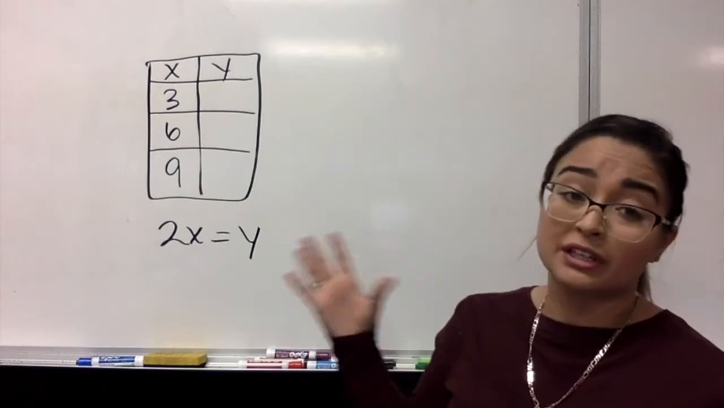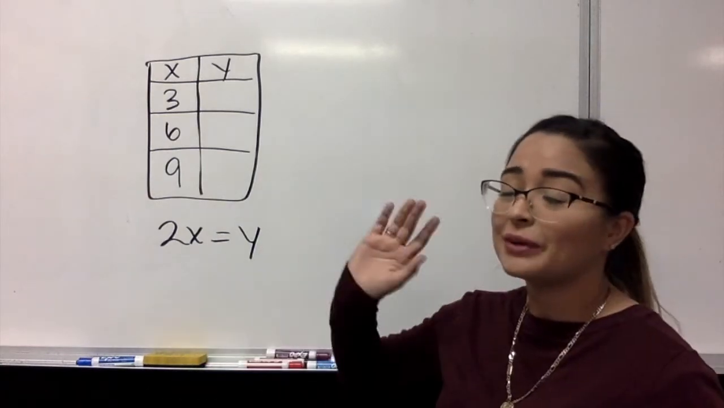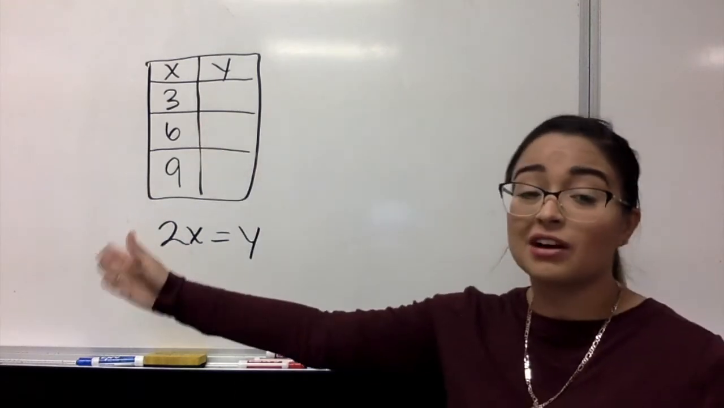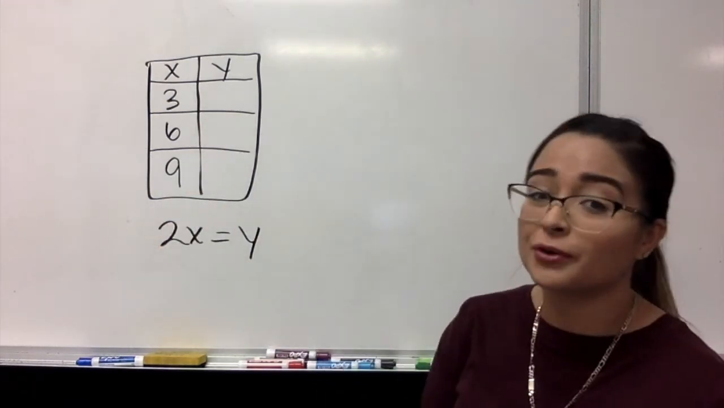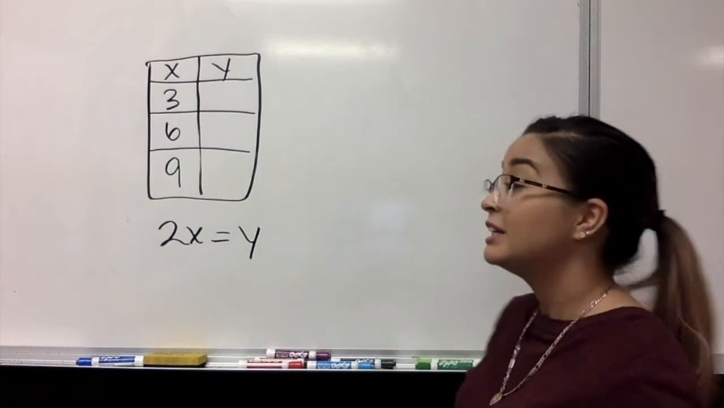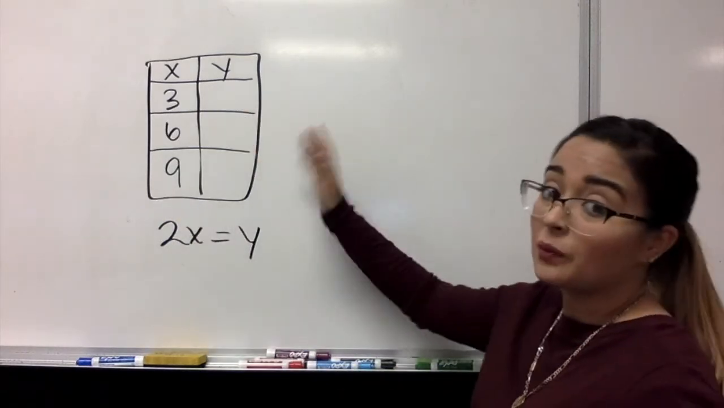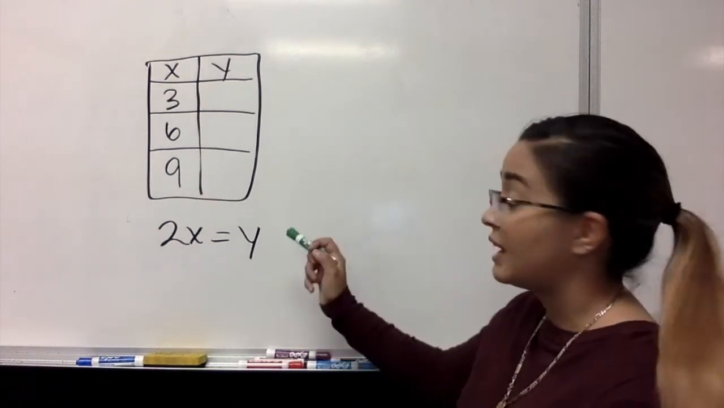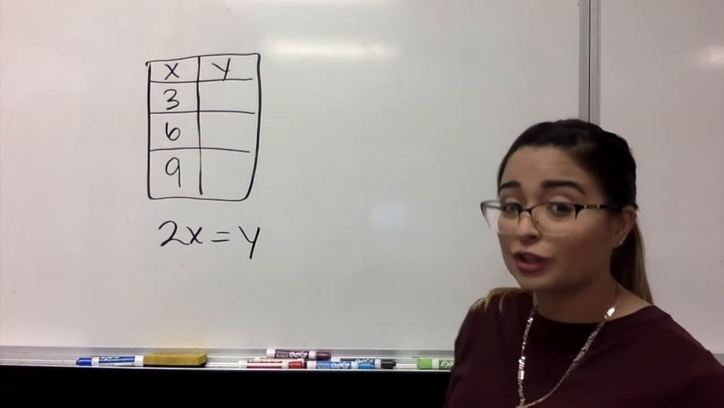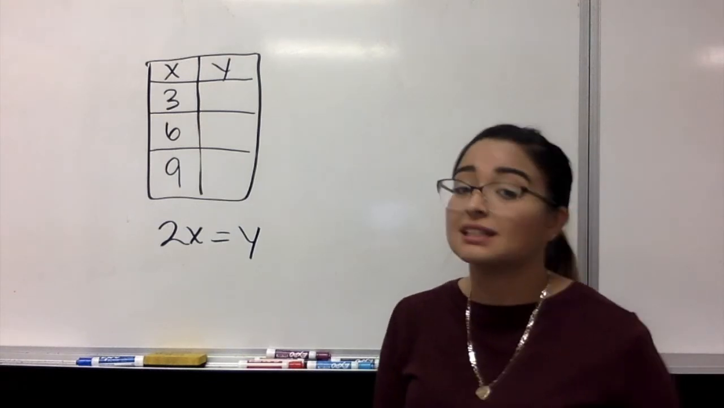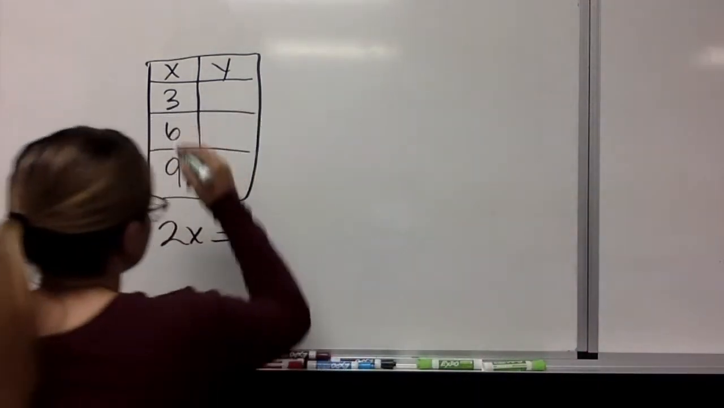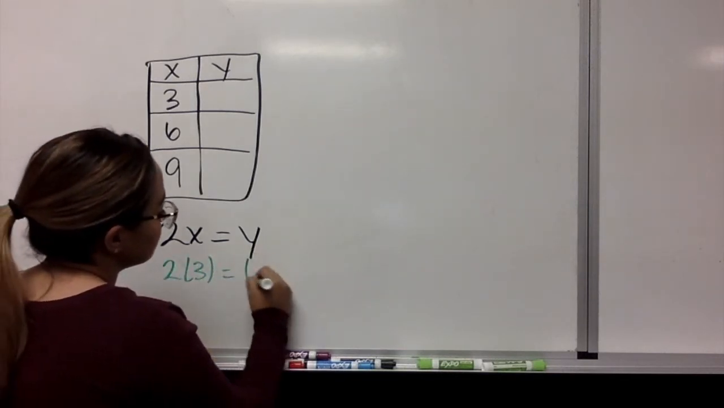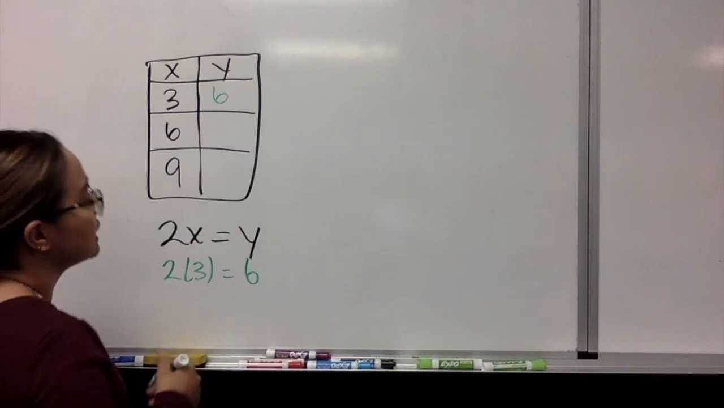We have a table here. We are labeling it x and y. Remember, the first side of the column is always x because x comes before y in the alphabet. So x and y. We will be solving for y. We have this equation to help us do so. So it's 2 times x equals y. So we're going to take our first x, plug it in, 2 times 3 equals 6. So our first y is 6.